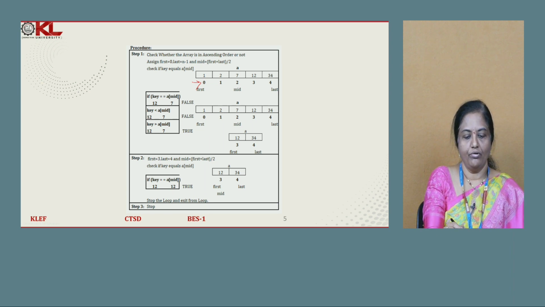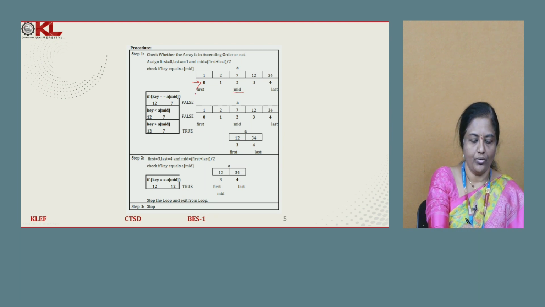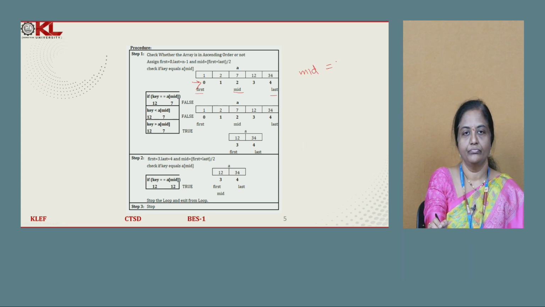Right. Now how to find the middle value? How to find this mid? So let us name the boundaries to be first and last, and you have to find out the mid. How to find the mid? What is the formula to find the mid, guys? First plus last by 2. First plus last by 2.